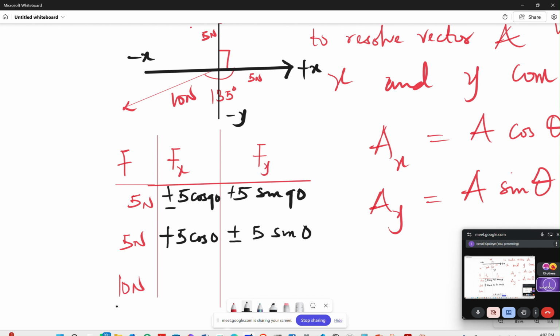Now for this 10 Newton, look at this one here. They told you that from here to here is 135. You should definitely know that from here to here is 90, right? If from this place to this place is 90, then what will this remaining small angle be? 135 minus 90 is what? 45. So this small angle is 45.